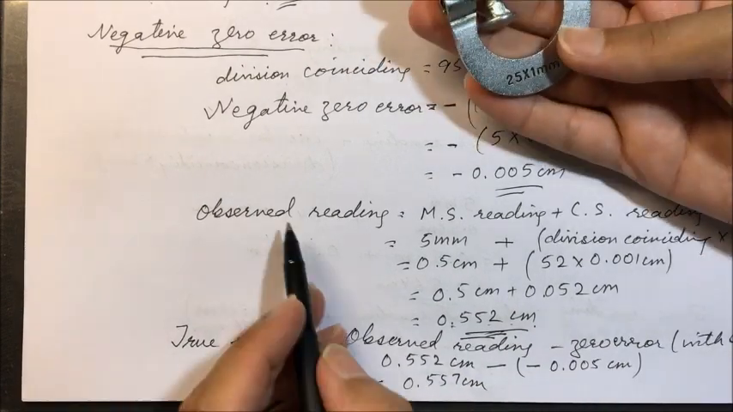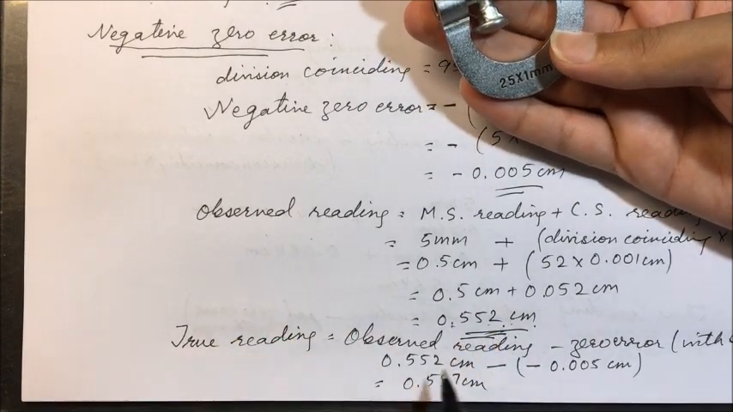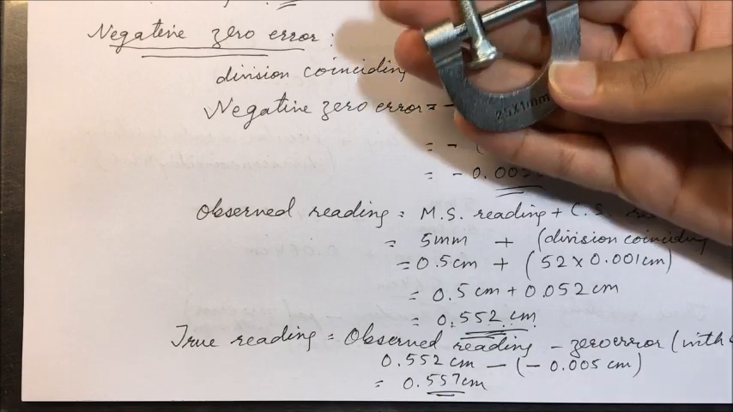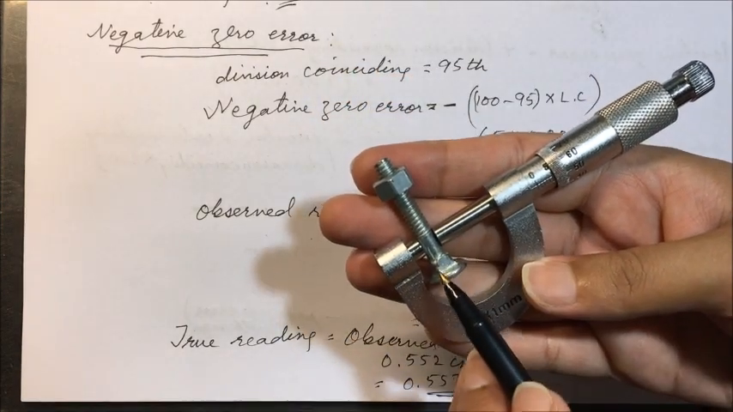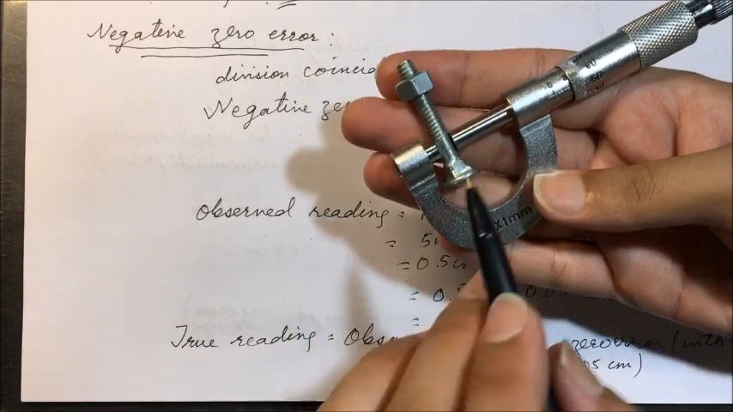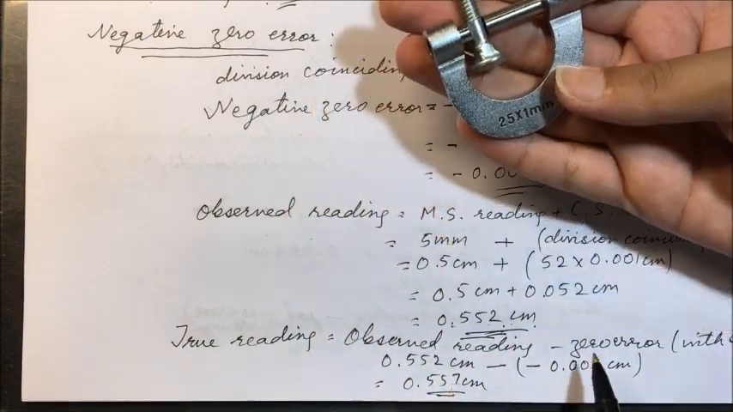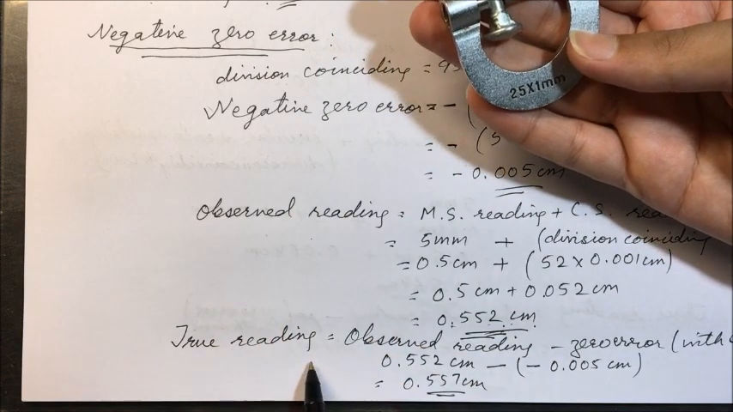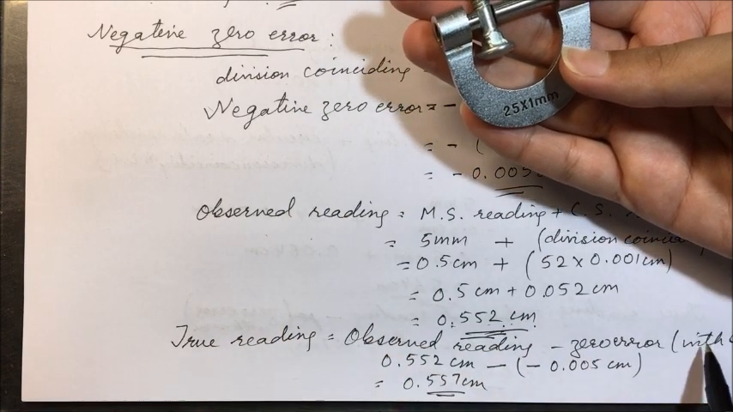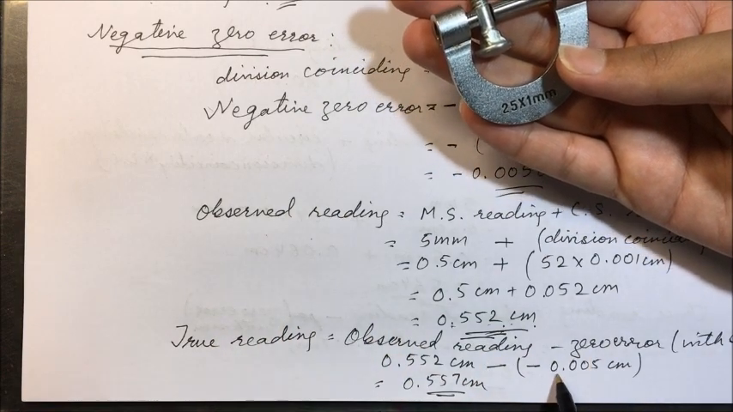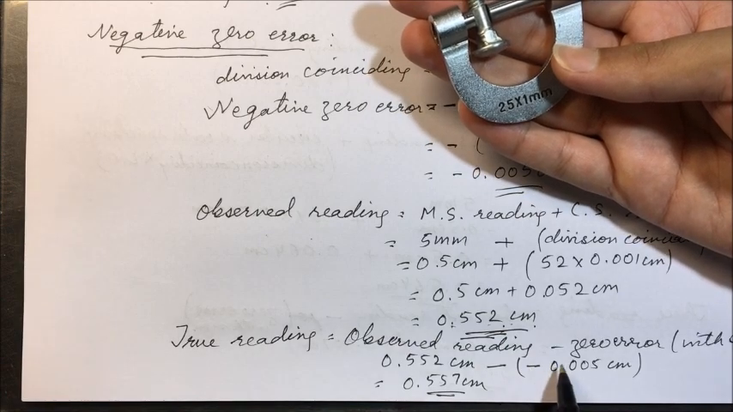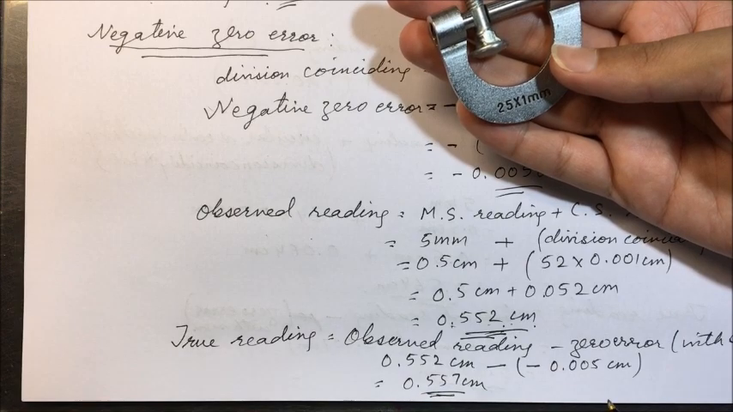Now you can see here the observed reading was less as compared to the true reading. So when the instrument is having negative zero error, the observed reading will always be less than the true reading. And how to calculate the true reading? Observed reading minus zero error with sign, and here we'll put the negative zero error. So this will add to the observed reading and give us the true reading.